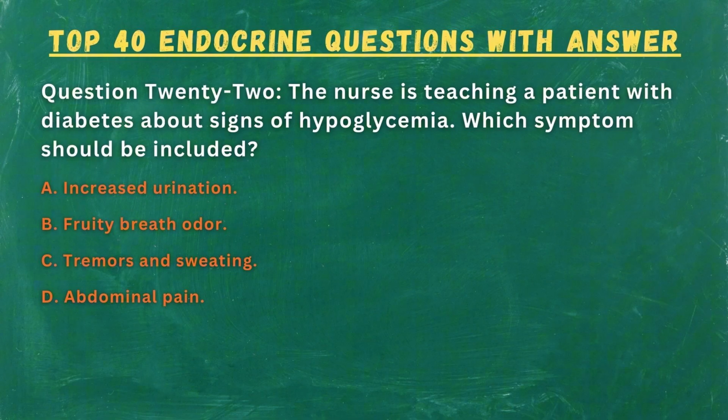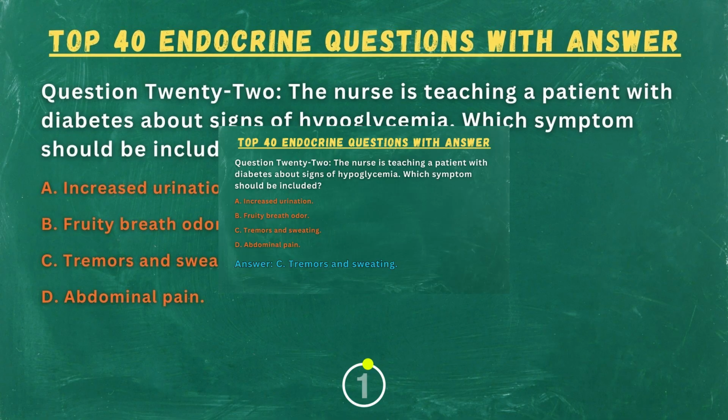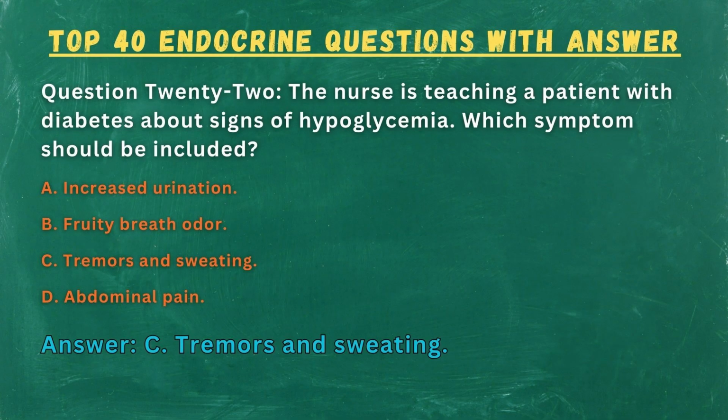Question 22. The nurse is teaching a patient with diabetes about signs of hypoglycemia. Which symptoms should be included? A. Increased urination. B. Fruity breath odor. C. Tremors and sweating. D. Abdominal pain. Answer: C. Tremors and sweating.